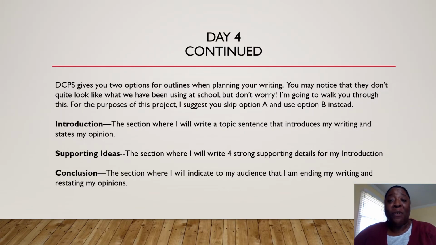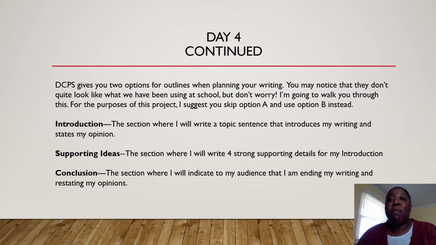We're still on day 4. Let's keep working. So, DCPS gives you 2 options for outlines when planning your writing. You may notice that they don't quite look like what we've been using at school, but don't worry. I'm going to walk you through this. For the purposes of this project, I suggest that you skip option A and work on option B instead. Option B has a format that's relatively close to what we've been using in class.